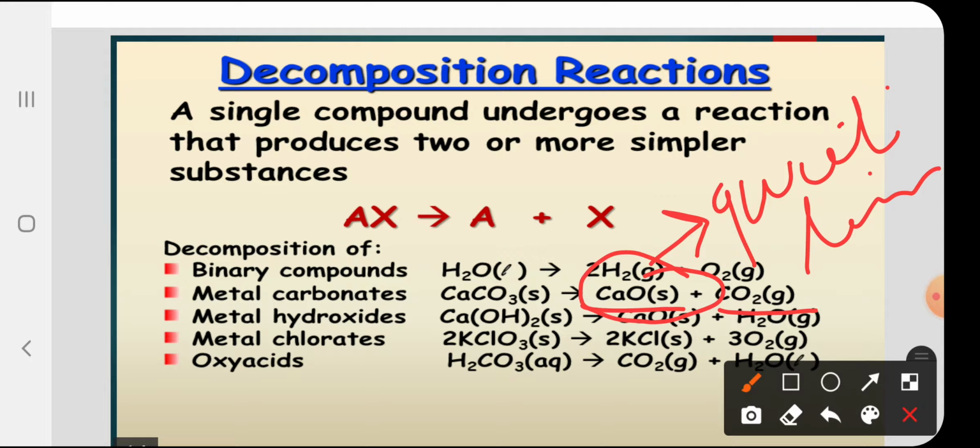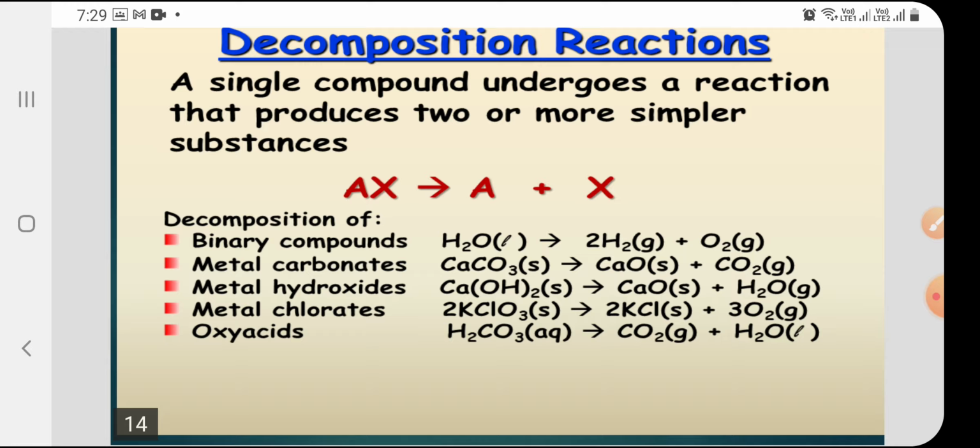Next is calcium hydroxide. The calcium hydroxide is also known as slaked lime. So when this calcium hydroxide, the slaked lime, decomposes, you get calcium oxide, quicklime, plus H2O, water molecule. Next is potassium chlorate, KClO3, and when this KClO3 breaks, you will get potassium chloride and oxygen. Same with H2CO3, when it breaks, you will get carbon dioxide and water. So they all are different examples of decomposition reaction.